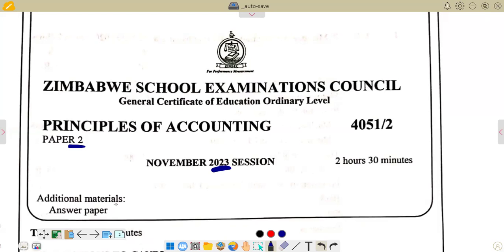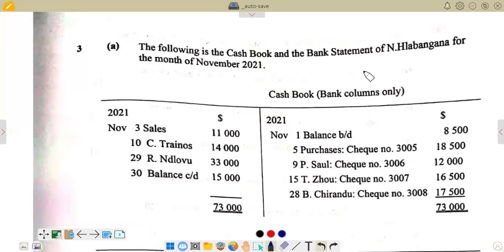So we can go and check the question that we have here according to this video. We are going to go through the question first, and then we answer what is supposed to be responded to. Right. On 3A, that's where we got the initial information. It reads: the following is the cash book and the bank statement of N Hlangana for the month of November 2021. Then we're given a cash book, that is the bank columns only.